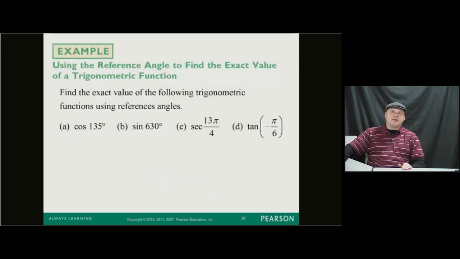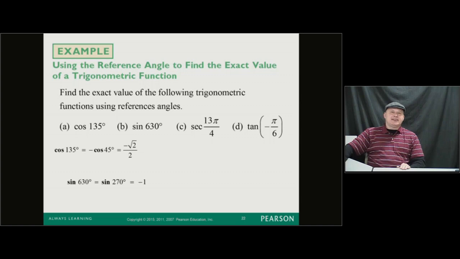So, using the reference angle to find the exact values of some trig functions. Let's look at the cosine of 135 degrees. Now the 135 degrees, its reference angle is 45 degrees. So take the cosine of 45 degrees, and that one you should not even have to think about by now. Cosine of 45 degrees is square root of 2 over 2. But there's a negative in front. Why is that? Because 135 degrees is in the second quadrant, and since it's in the second quadrant, cosine is negative. That's why we slapped a negative on there. So it's negative square root of 2 over 2.